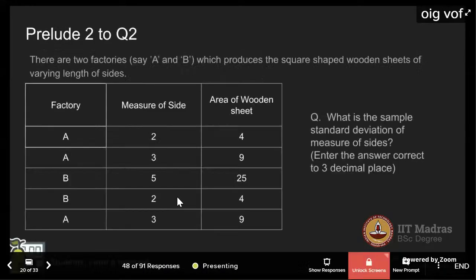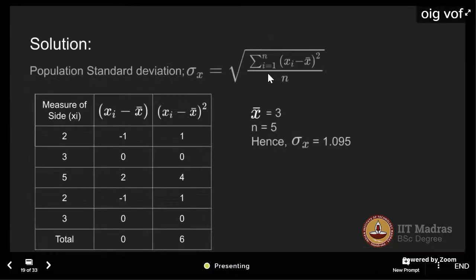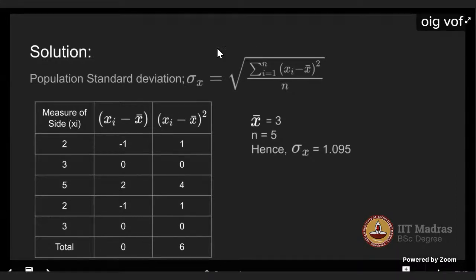For the measure of side, standard deviation is 1.224. I'm typing it in the chat as well. I think everyone is able to see that.